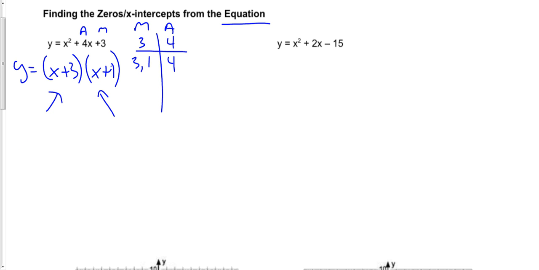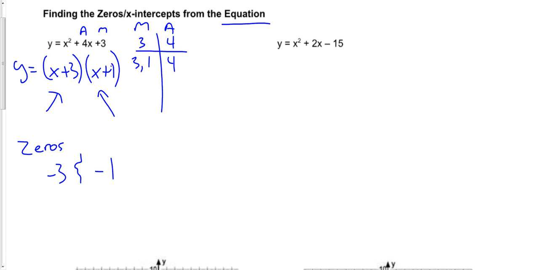Once we've converted standard form into factored form, the zeros for x are simply the opposite value of what's already written here. We notice that we've got x plus 3. If x plus 3 is one of the two binomials, then negative 3 is one of those zeros. And if we have x plus 1, then the x value is going to be negative 1. So our zeros are negative 3 and negative 1.